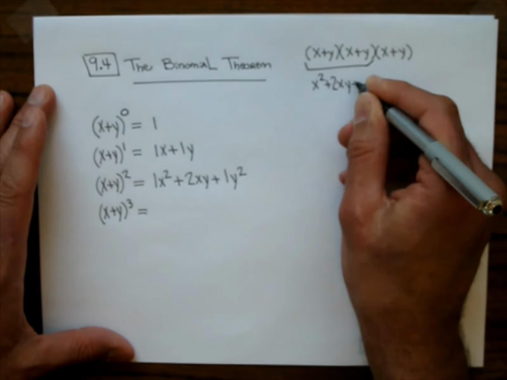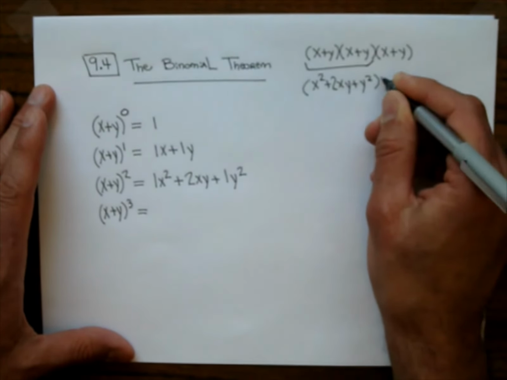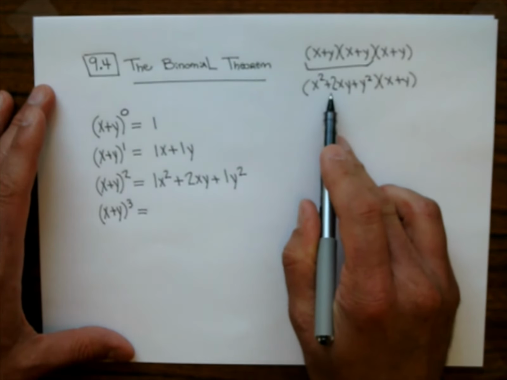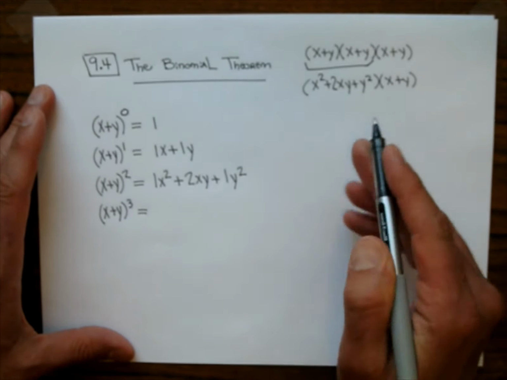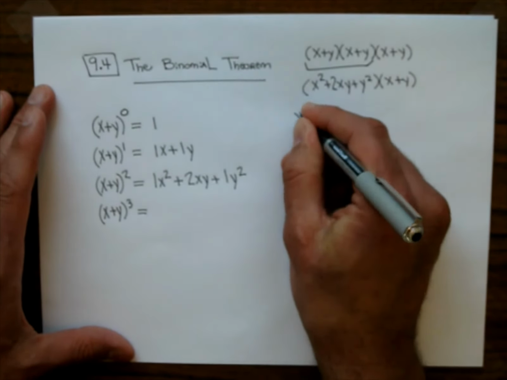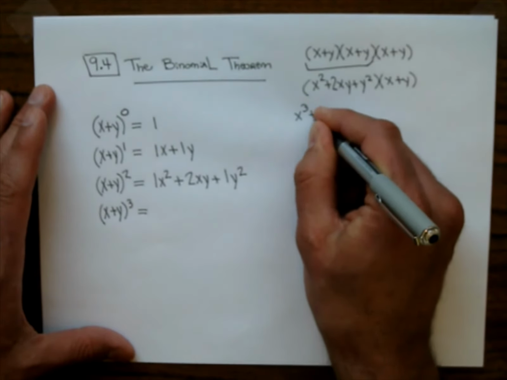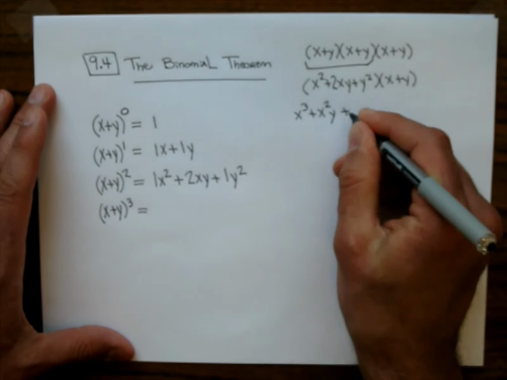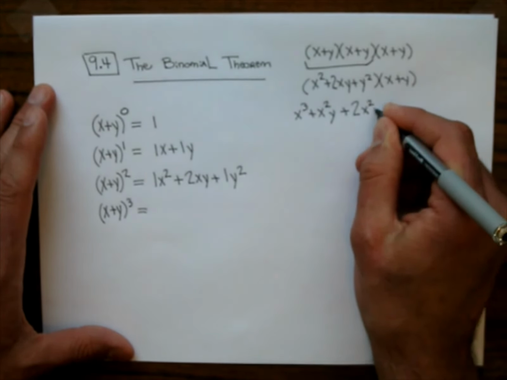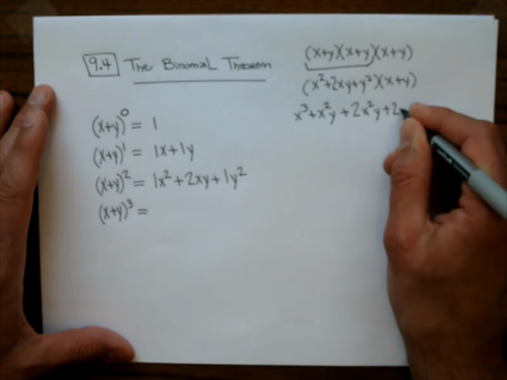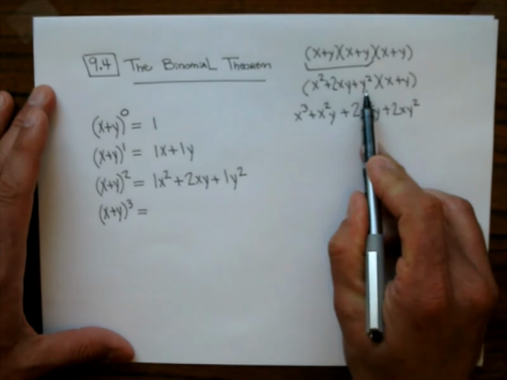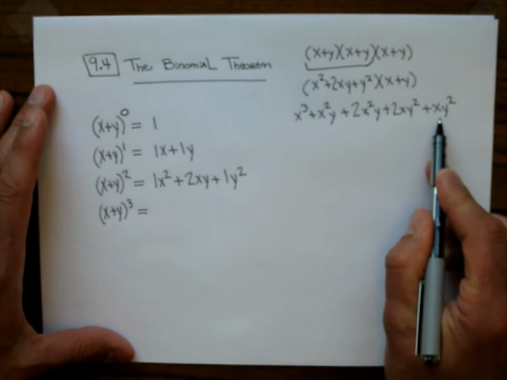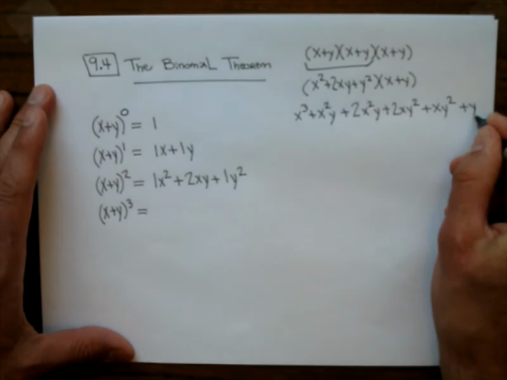And then I'm going to multiply that by x plus y. So now I can't just FOIL. I have to do 6 handshakes. Everybody over here shakes hands with everybody over there. So I have x squared times x, which is x cubed. X squared times y, which is x squared y. And then now the 2xy is going to shake hands with those guys. So this is going to be plus 2x squared y plus 2xy squared. Now y squared is going to shake hands with those two guys, so we have plus xy squared, keeping things alphabetical as I'm multiplying, plus y cubed.